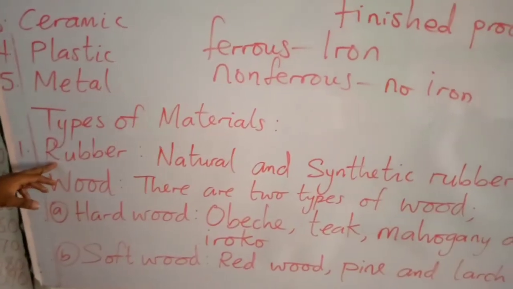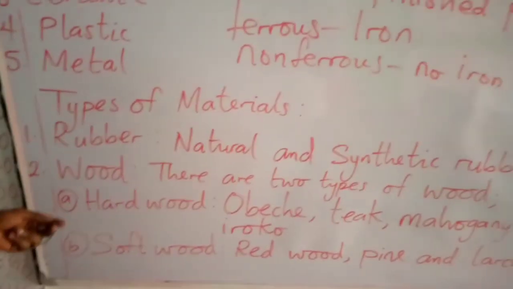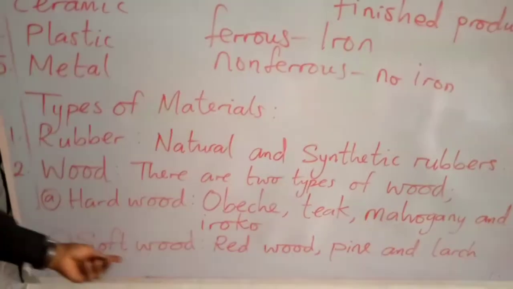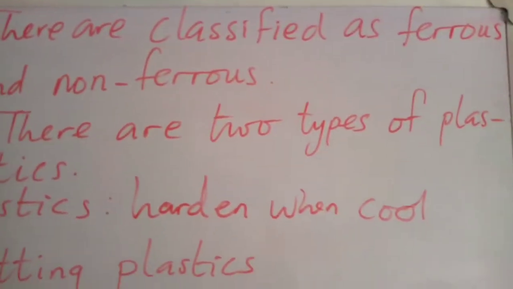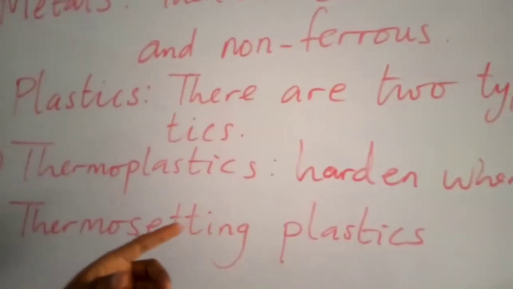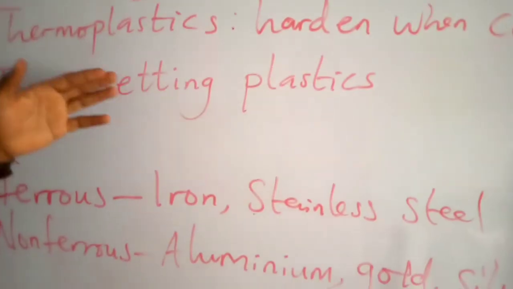Remember, in rubber, we said we have the natural and the synthetic rubbers. In wood, we have 2 types also: hardwood and softwood. In metals, we have ferrous and non-ferrous. In plastic, we have thermoplastics and thermosetting plastics. Remember, almost all of them have 2 types of materials. So we go back to define materials, and we go through this together.